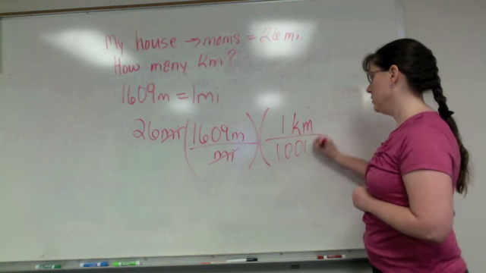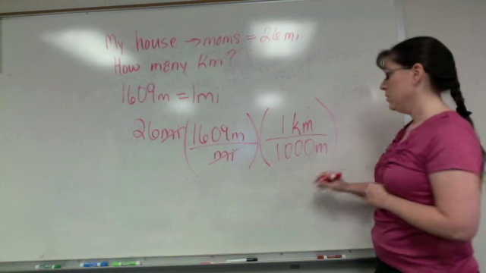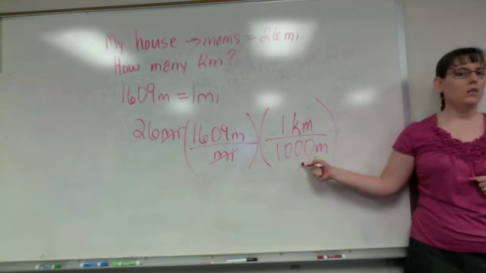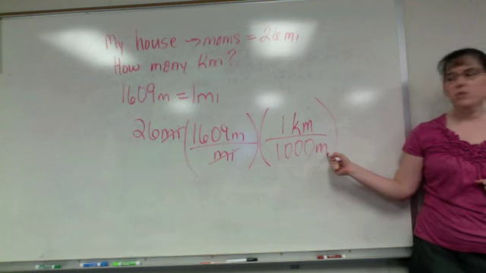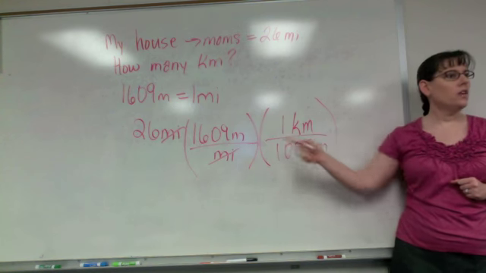Wait, why would it be over 1,000? Why would it be 1,000 over 1? Because you've got meters. Meters cancel out this way.